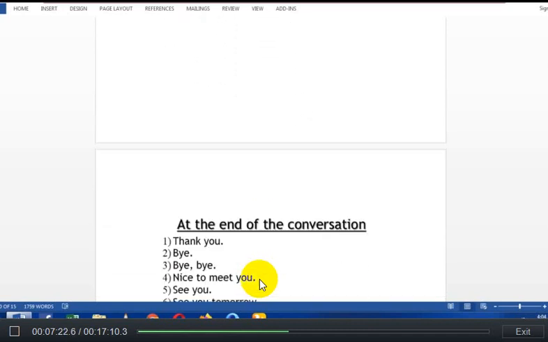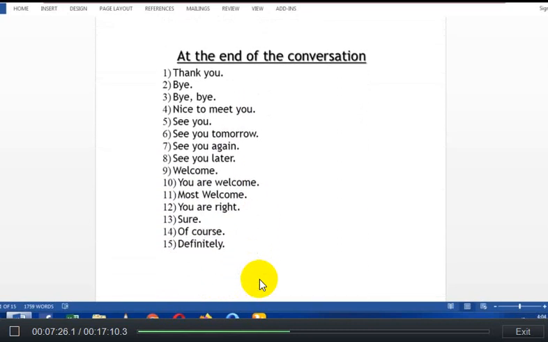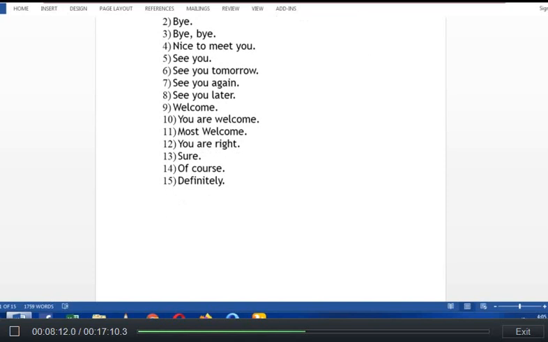But whenever we finish the dialogue, at the end of the dialogue or at the end of the conversation, we may use this type of expression, this type of language, such as thank you, bye, bye bye, nice to meet you, see you tomorrow, see you again, see you later, welcome, you are welcome, or most welcome, you are right, sure, of course, definitely. We may use this type of language.